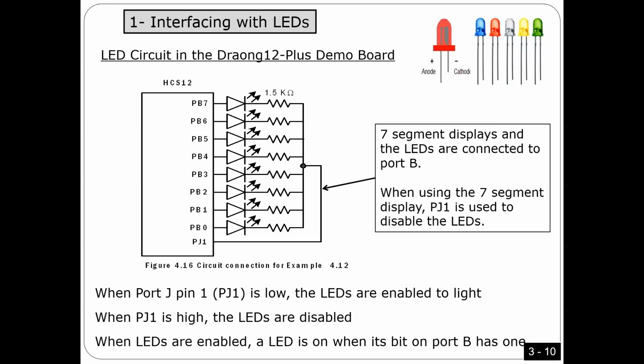Internally, there is a connection between these LEDs and port B pins. So as you see here, guys, we have one LED here connected to PB7. PB7 means port B, pin number 7. And this one is connected to pin number 6, down to pin number 0. So we have 8 of them connected this way. Is that okay?